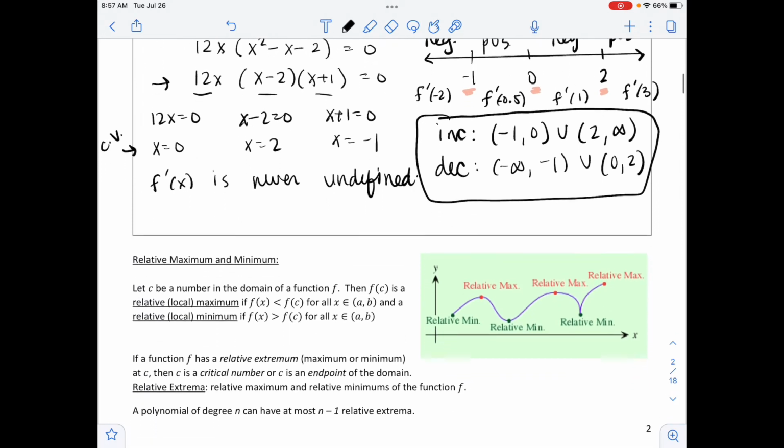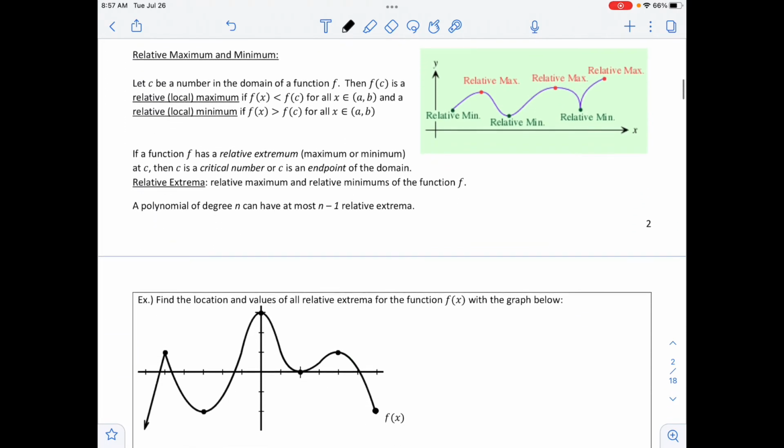Right below this, we have relative maximums and minimums. Let c be a number in the domain of function f. Then f of c is a relative or a local maximum if f of x is less than f of c for all x in that interval from a to b, and a relative minimum or local minimum if f of x is greater than f of c for all x in that interval a to b. It says if a function f has a relative extrema, maximum or minimum, at c, then c is a critical number, or c is an endpoint of the domain.